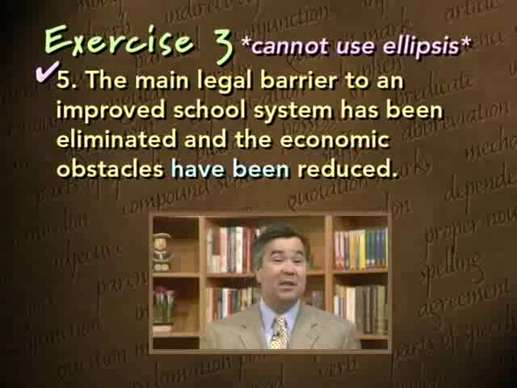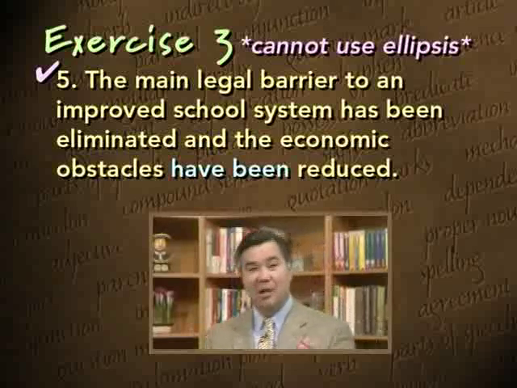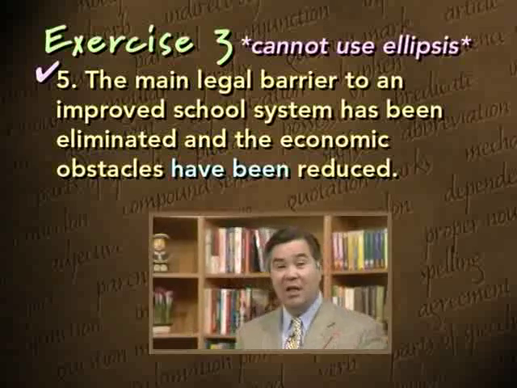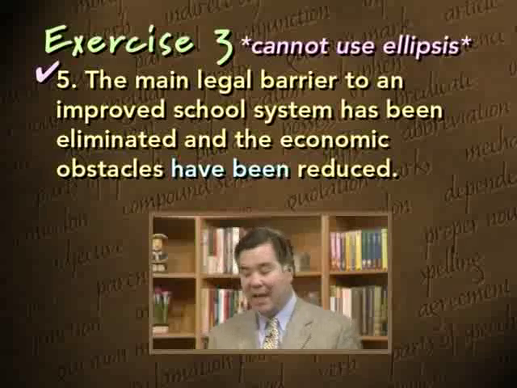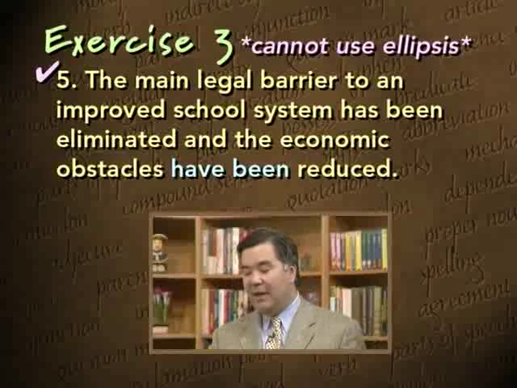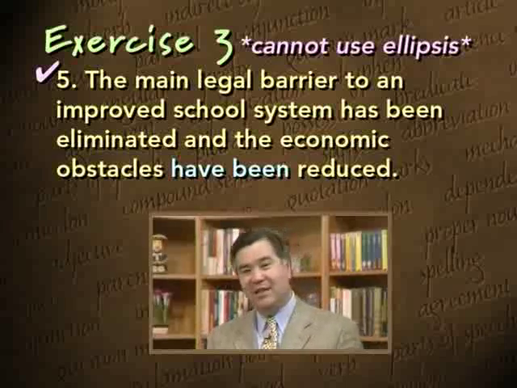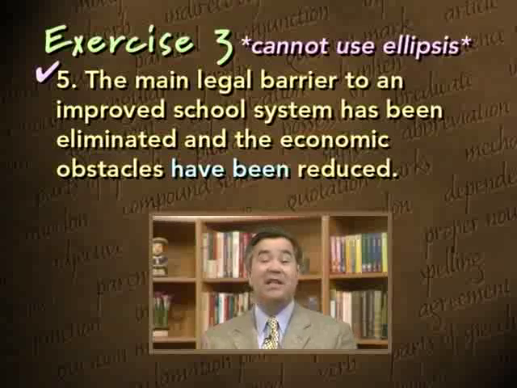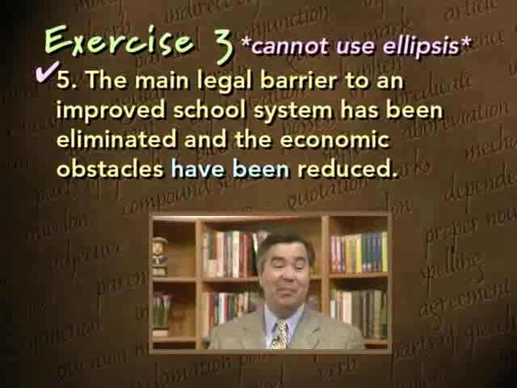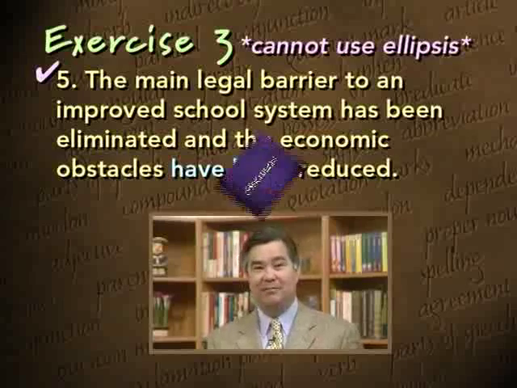Instead, this sentence has to be fixed by spelling out that second verb and therefore making the sentence a little less concise but more correct grammatically. The sentence would then read, the main legal barrier to an improved school system has been eliminated and the economic obstacles have been reduced. So this is a sentence where ellipsis isn't really practical because we simply need different verbs to make the two clauses correct.